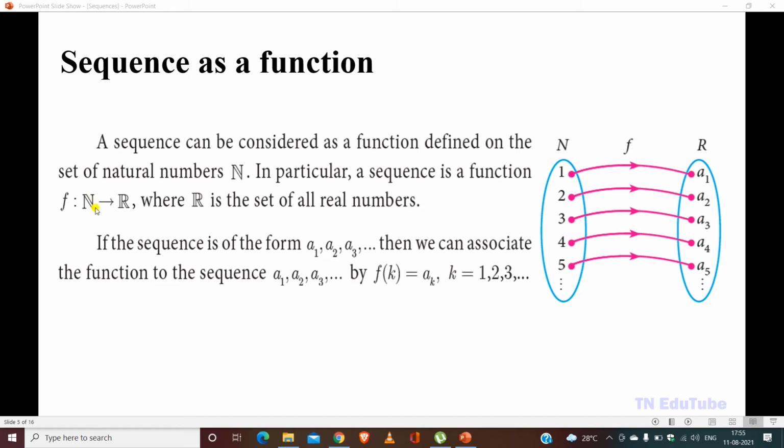The sequence as a function means the domain is the set of natural numbers. Okay. The sequence as a function. A sequence can be considered as a function only when it is defined on the set of natural numbers.